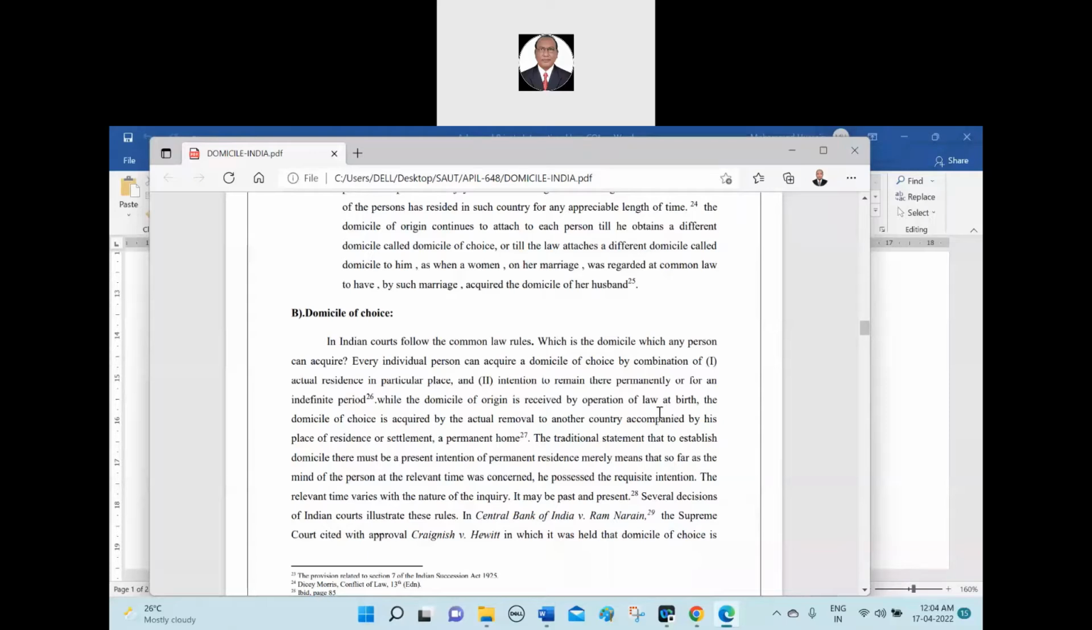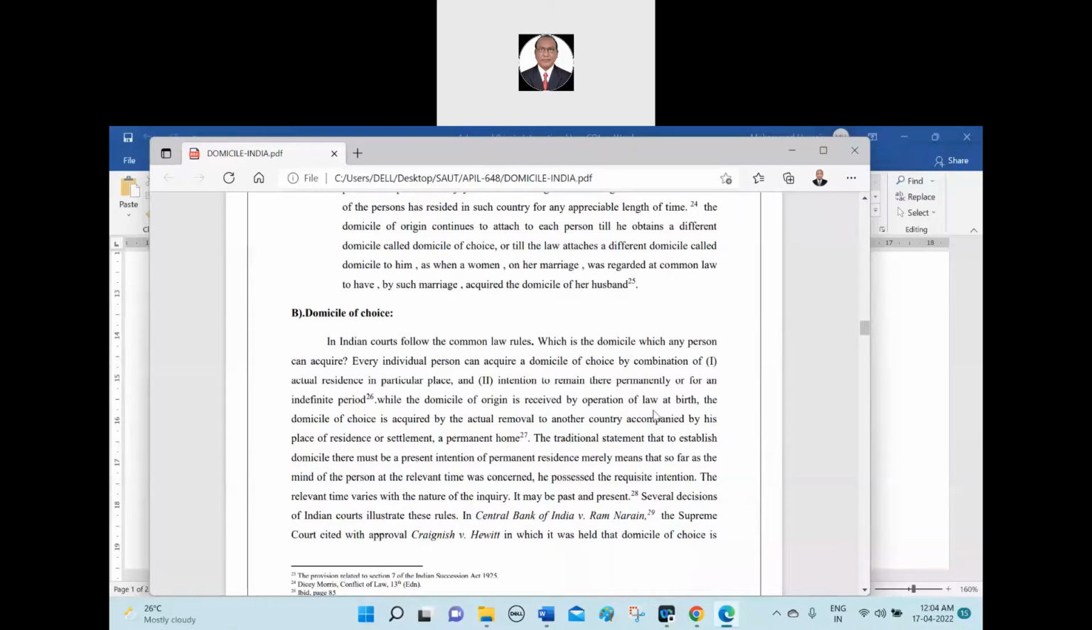So in the choice, naturally, we will acquire it by following the permanent intention to stay over there: having the bank balance, having the citizenship, having the voter list, having the children admitted in the school, paying taxes over there, and being a member in a club and in any society. So that gives the sense that you are going to acquire the domicile of choice.